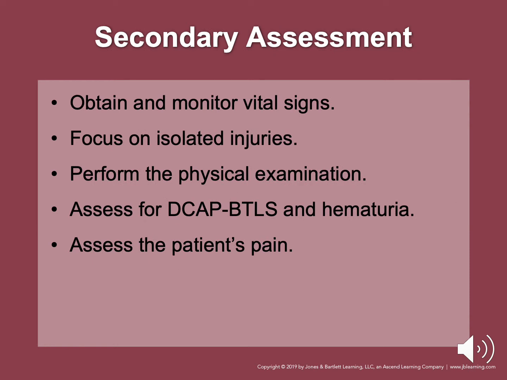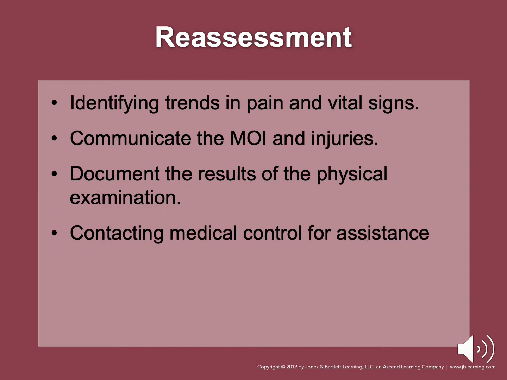So get your vital signs and secondary assessment. For injuries, use DCAP-BTLS and look for hematuria, and assess the patient's pain. Identify trends in pain and vital signs, communicate the mechanisms of injuries, document the result, and contact medical control for assistance if needed. So be very cautious and diligent when dealing with patients who refuse transport to the hospital.